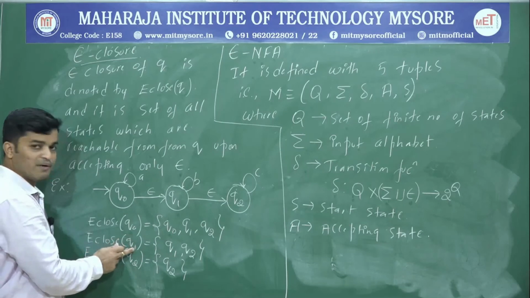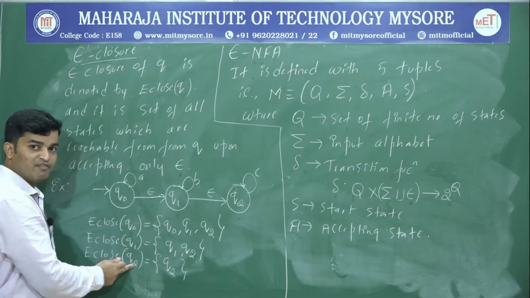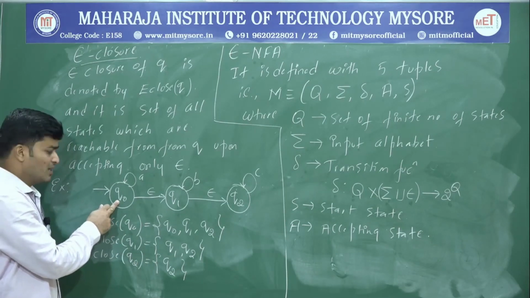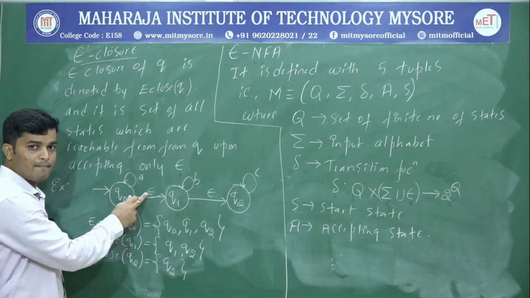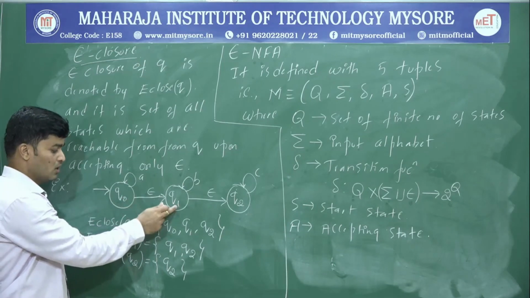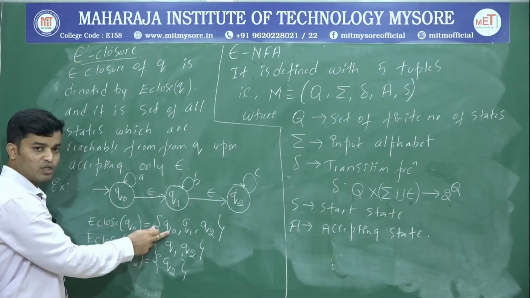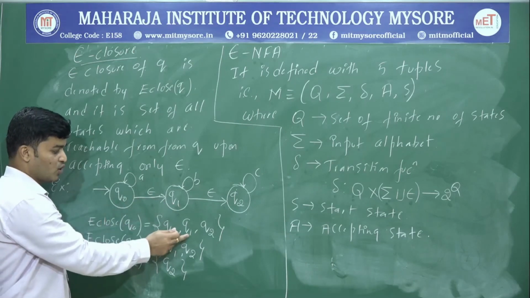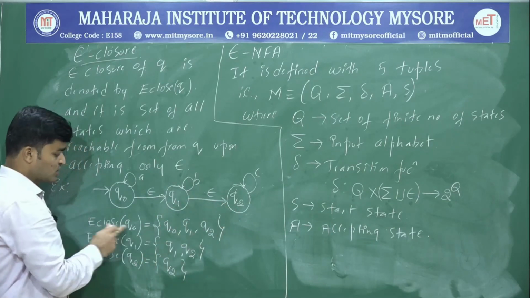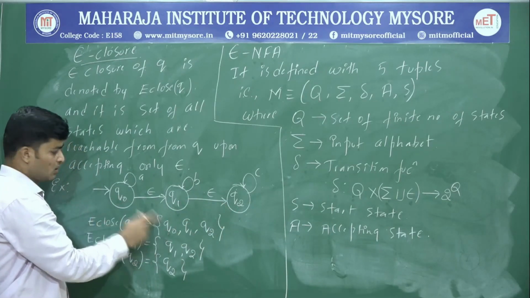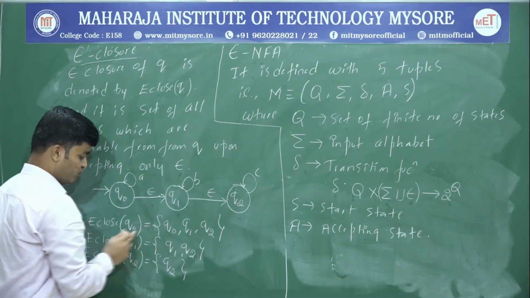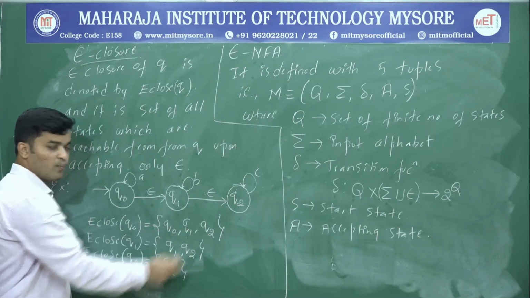E closure of Q1 means by default you will get Q1. E closure of Q2 means by default you will get Q2. Next you check what states you can reach just by accepting epsilon. From Q0, just by accepting epsilon, I can reach Q1. If you are in Q1, just by accepting epsilon, I can reach Q2. Therefore E closure of Q0 is by default Q0, by accepting epsilon I can reach Q1, by accepting one more epsilon I can reach Q2. Therefore E closure of Q0 is {Q0, Q1, Q2}.